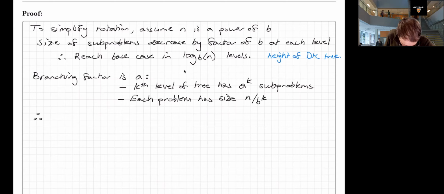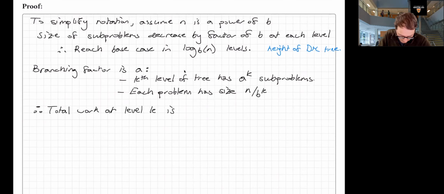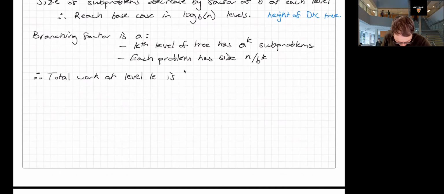So the total work at level k is the following expression. We have a to the k problems. Each one is size n over b to the k, right? And the work that we actually do at a level is the work in combining.